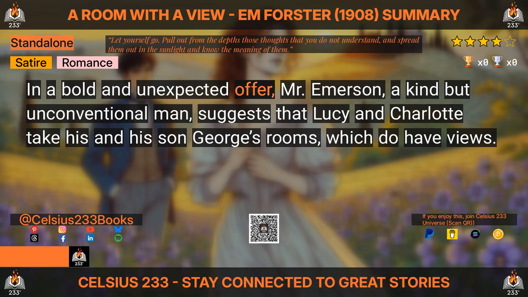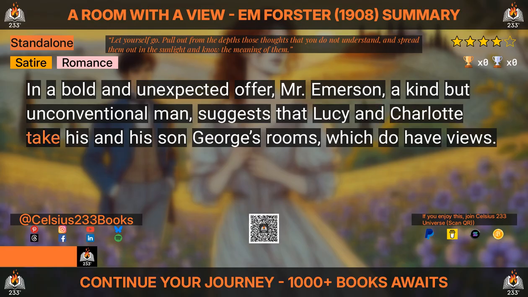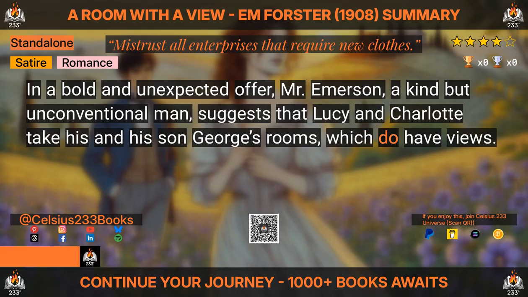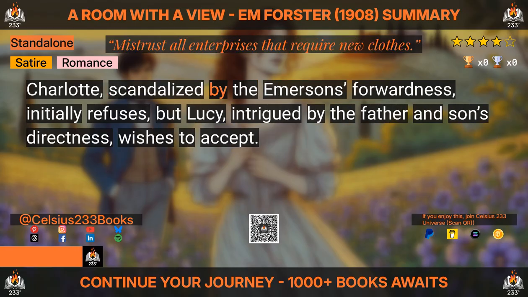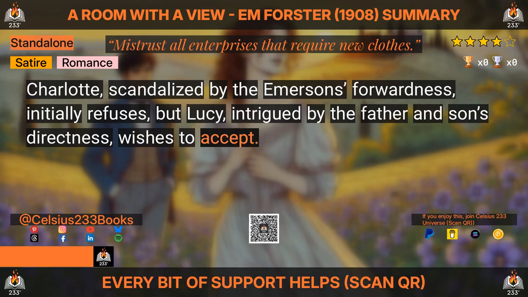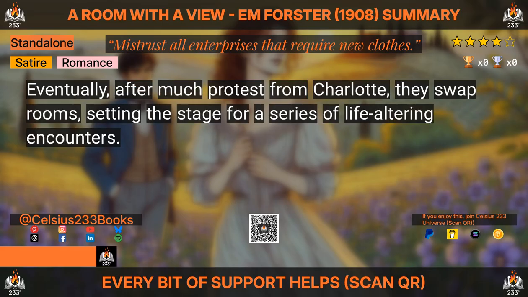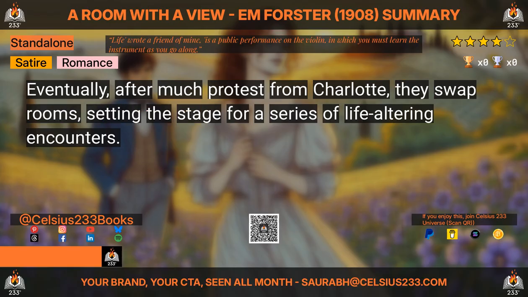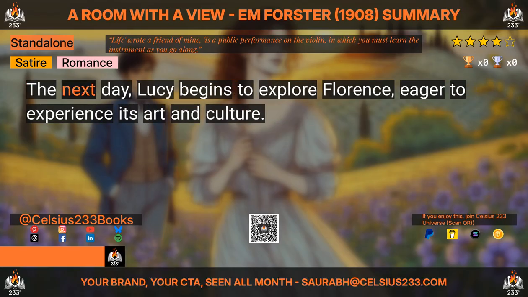In a bold and unexpected offer, Mr. Emerson, a kind but unconventional man, suggests that Lucy and Charlotte take his and his son George's rooms, which do have views. Charlotte, scandalized by the Emersons' forwardness, initially refuses, but Lucy, intrigued by the father and son's directness, wishes to accept. Eventually, after much protest from Charlotte, they swap rooms, setting the stage for a series of life-altering encounters.